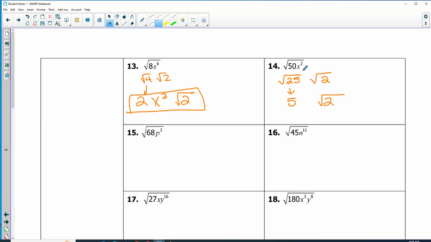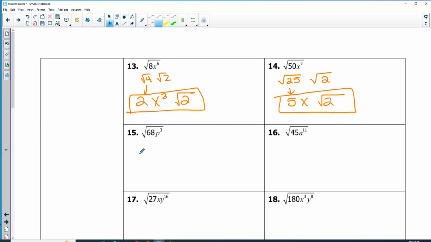If you have 2 x's, how many groups of 2 can we form? So an x comes out, and there are no leftovers. So it's 5x radical 2. So just combining what we've been doing the past 2 days with variables.